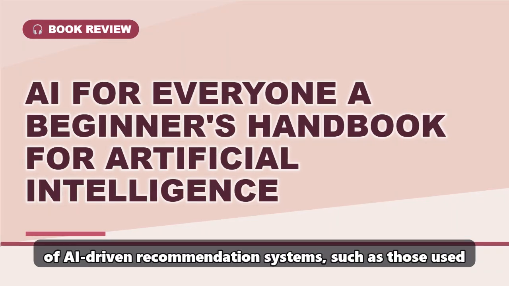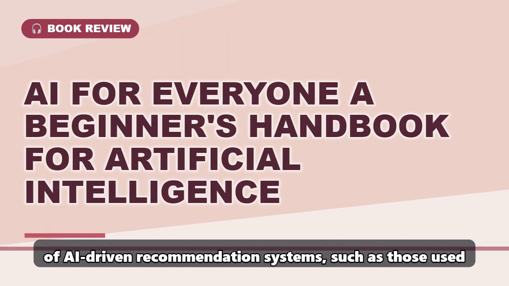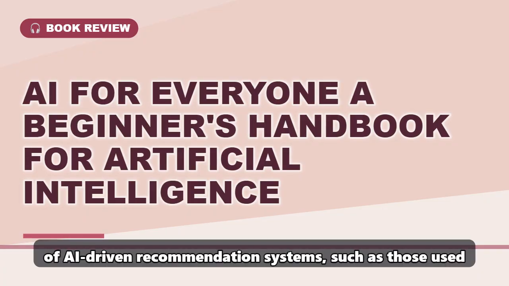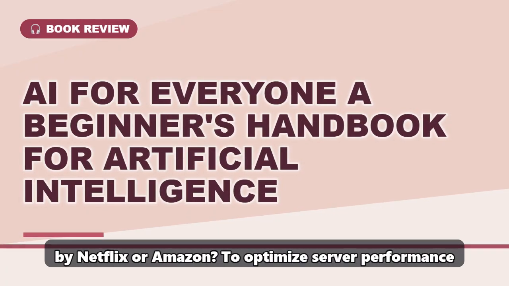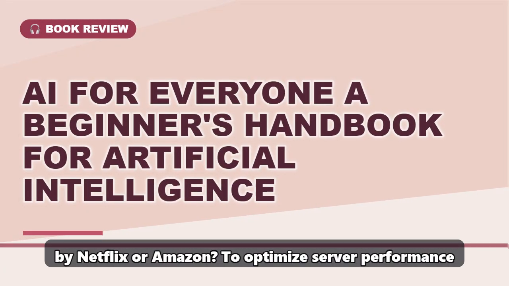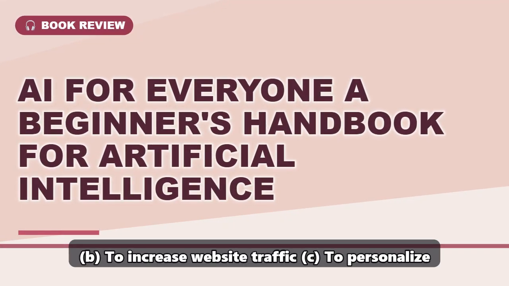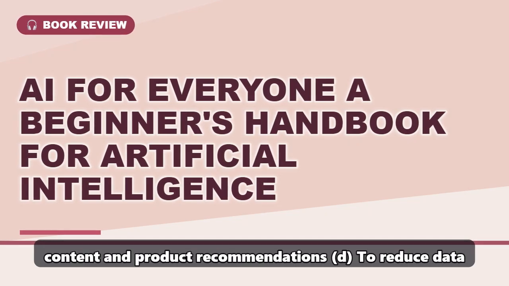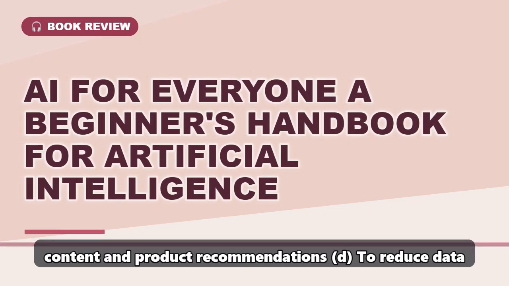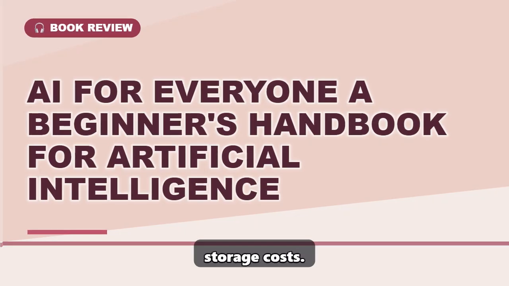16. What is the primary goal of AI-driven recommendation systems, such as those used by Netflix or Amazon? A. To optimize server performance. B. To increase website traffic. C. To personalize content and product recommendations. D. To reduce data storage costs.